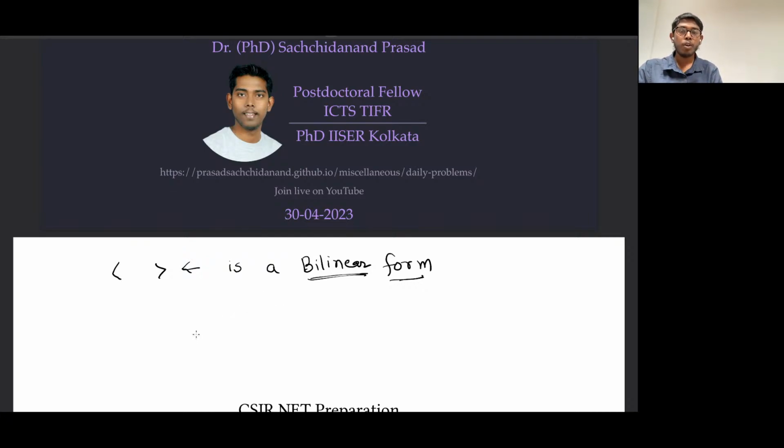That's always true. So what does it mean? If (V, W) maps to this, it means that it is linear in both coordinates. That is what I mean by bilinear. The inner product satisfies that property, and hence every inner product is bilinear.